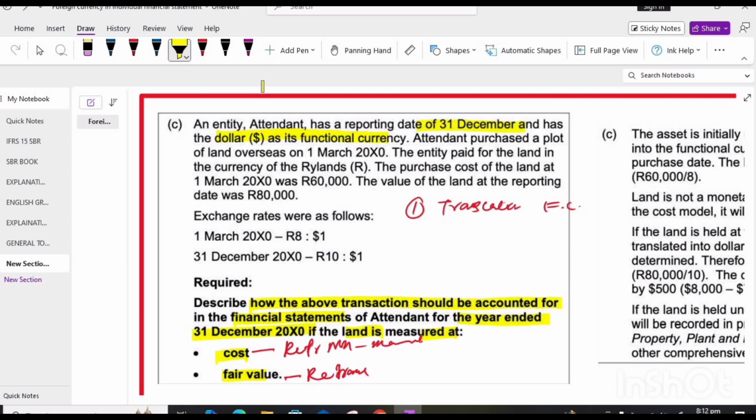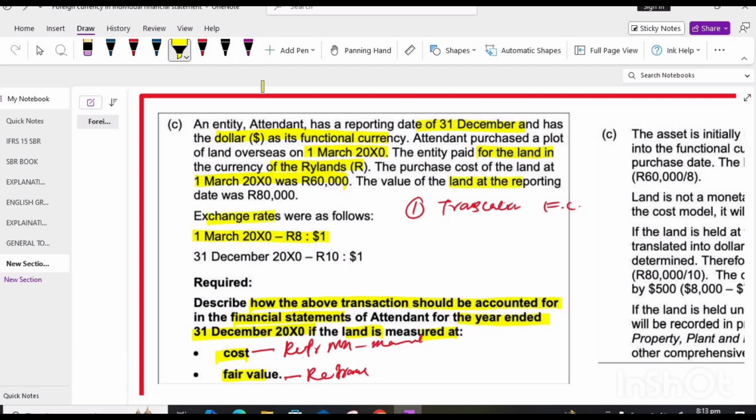Fine. Now Attendant purchased a plot of land on 1st March. This is the transaction date. Now the entity paid for the land in the currency. This is the settlement date. Okay. Now they paid for the land in this currency. So the purchase cost of the land on the first, this should be 60,000 and should be translated into the functional currency, meaning the dollar, and you will use the 1st March 2000 exchange rate. This is the exchange rate.